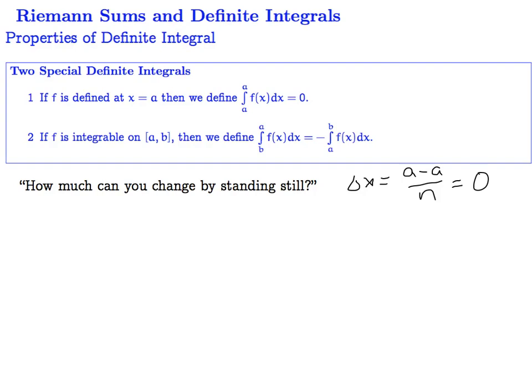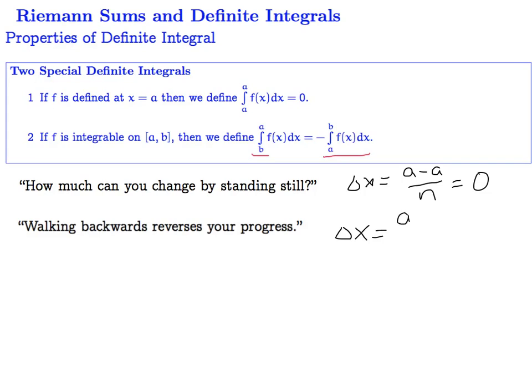Property 2 says if f is integrable on the interval a to b, then we can define the integral, so careful here, the integral from b to a as the negative, the opposite of the integral from a to b. So the way I think about property 2 is that walking backwards reverses any and all progress you've made. And this also occurs because now delta x is going to be a minus b over n, which is the negation of b minus a over n. It's the opposite. So whatever your total area was before, this is going to be the opposite area.